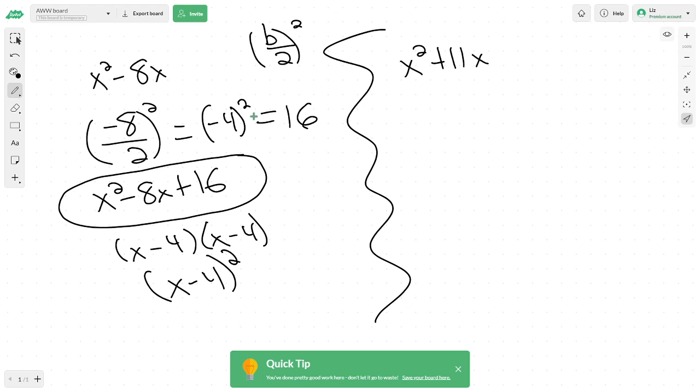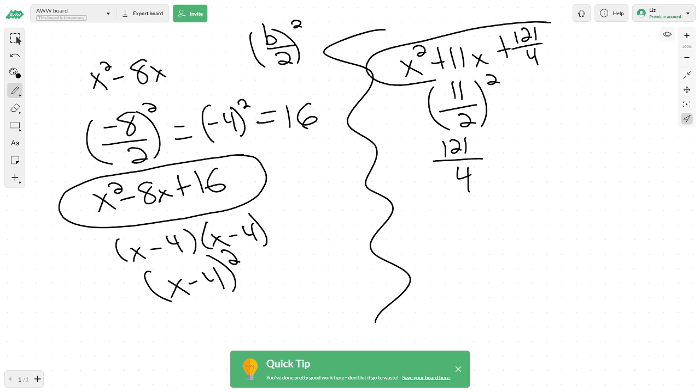Alright, same thing over here. Our b is 11. 11 over 2 squared. Well, when we have a fraction and we can't simplify that and make it a whole number, then we square the top and we square the bottom. So 11 squared is 121. 2 squared is 4. So we need to add 121 over 4. And this would be the same as x plus 11 over 2 squared.